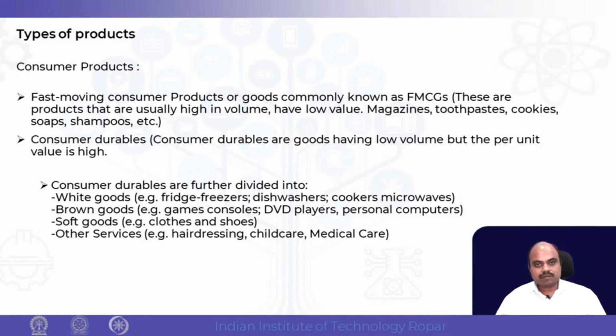Then there are consumer durables. Consumer durables are goods with low volume but high per unit value. And again, consumer durables can be divided into white goods. White goods means freezers, refrigerators, dishwashers, cookers, microwaves. These are all white goods, the bigger products. Brown goods are like game consoles, DVD players, personal computers. Then soft goods. Soft goods are clothes, shoes, and there are other services like hairdressing, child care, medical care. These are all products which come under other services.